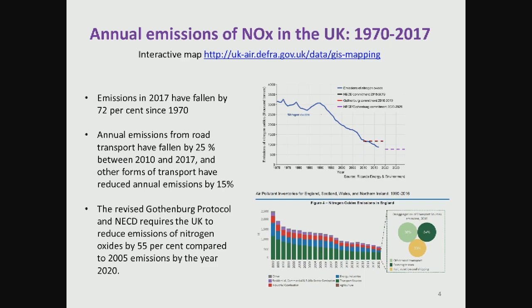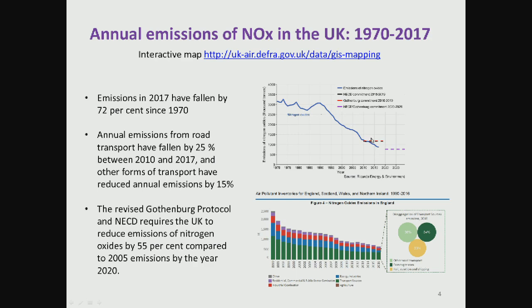So let's have a look at what sort of emissions we've got of NOx in the UK. There's an interactive map. Go onto these links and have a play around to see what the NOx emissions are in the different areas. Basically, I've pulled up the inventories that come out every year to tell us how much of these emissions are taking place. In the latest report in 2017, emissions have dropped since the 70s by 72%. So this is the emissions of NOx since 1970, and you can see they've dropped quite considerably.